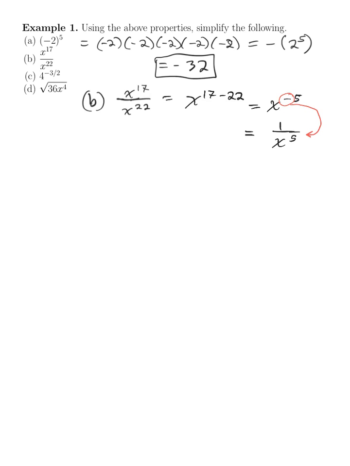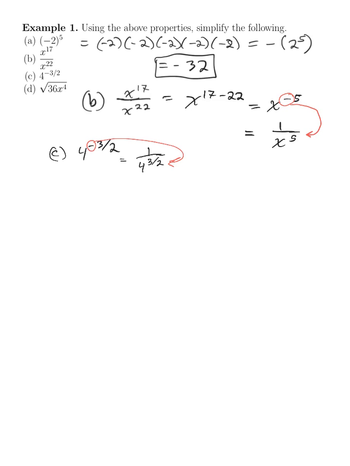Okay, let's look at part C. There are 2 different things going on in part C, 4 to the negative 3 halves, and one of those things is the negative power and the other is the fractional power. But we've already talked about the negative power in the previous part, so let's do that first. What that means is that we should have 1 over 4 to the 3 halves. That's just like in the previous part, where the negative on top means we should have 1 over that stuff on the bottom. Okay, well now we have to figure out what to do with that fractional power.